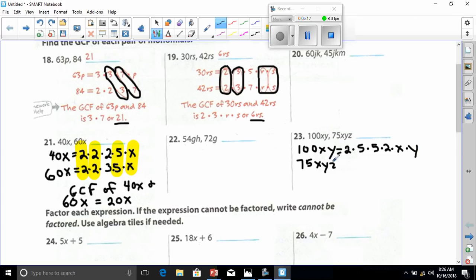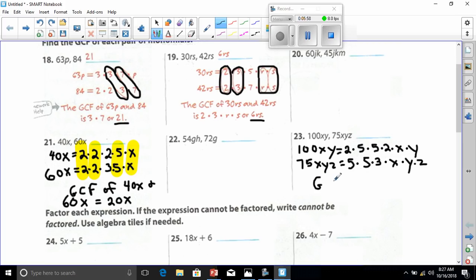Next, we got 75xyz. Well, 75 is divisible by 5, which gives me, let's see, 15. And that's going to be divisible by 5 and 3. So 75, that's 5 times 5 is 25, and 25 times 3 is 75. And then we're going to multiply that by x and y and z.